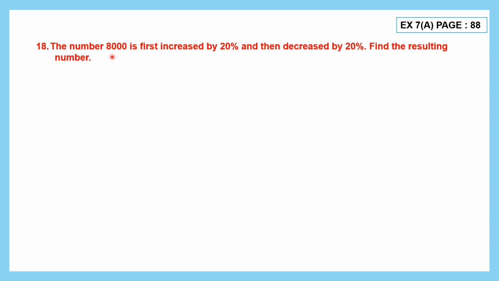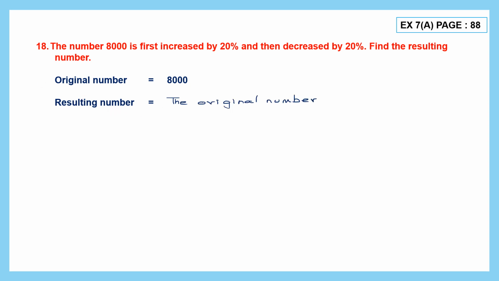Question 18. The number 8000 is first increased by 20% and then decreased by 20%. Find the resulting number. Now there are two ways of doing it. You can choose which is easy for you. So first, the original number is 8000 and we are asked to find the resulting number. So straight away we can find it using this method: writing the original number multiplied by, in brackets, 1 plus 20 by 100.